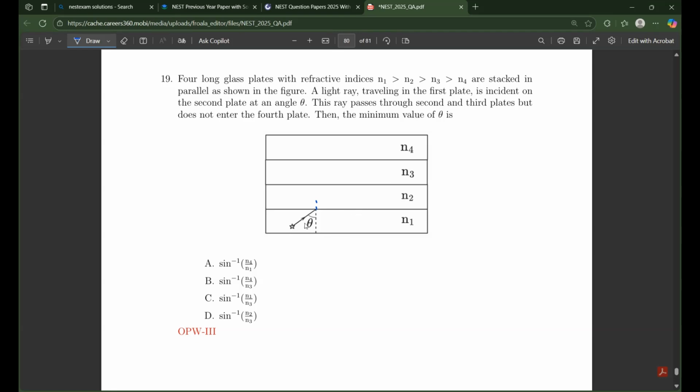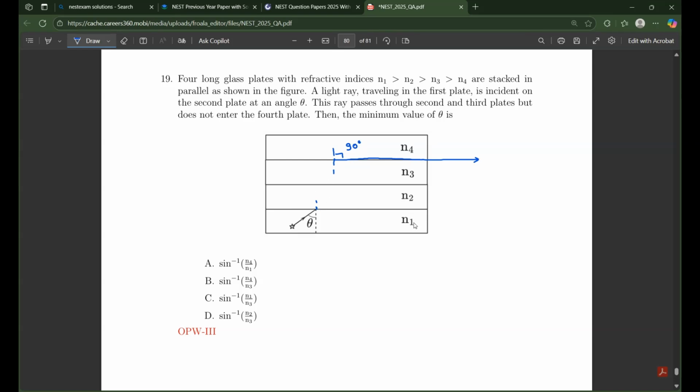So it says that this ray passes through the first plate, enters the second plate, then the third plate, and finally does not enter the fourth plate. That is possible when the ray of light traces the edge of the third plate. Okay, so for that to happen, this angle must be equal to 90 degrees.